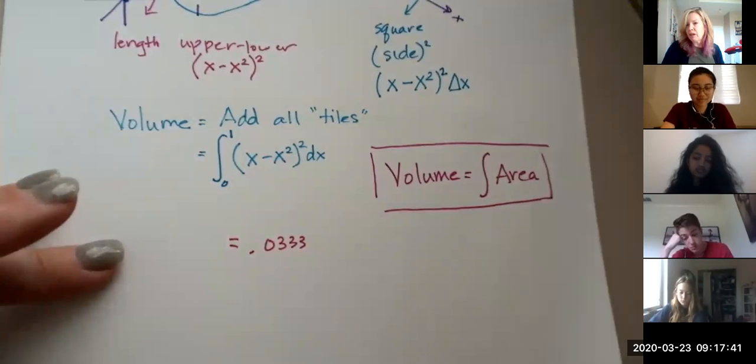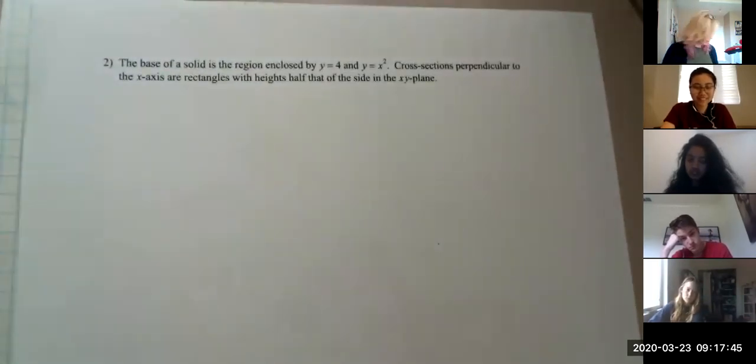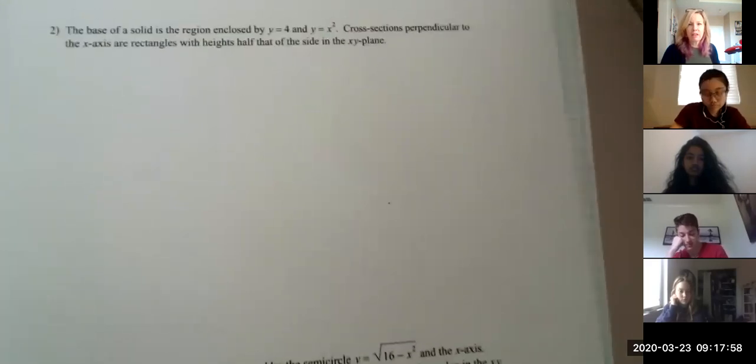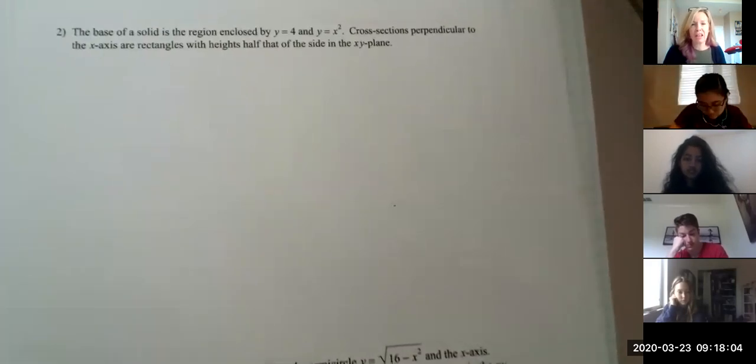So let's move on to the next example, where it says the base of a solid, there's my doodle on my desk. The base of a solid is the region enclosed by y equals 4 and y equals x squared. Cross sections perpendicular to the x-axis are rectangles with heights half that of the side in the xy plane.